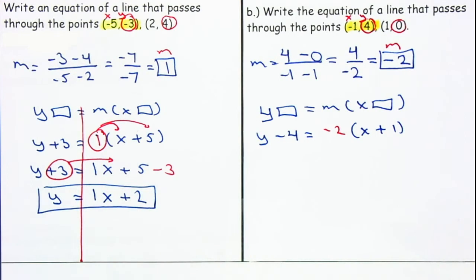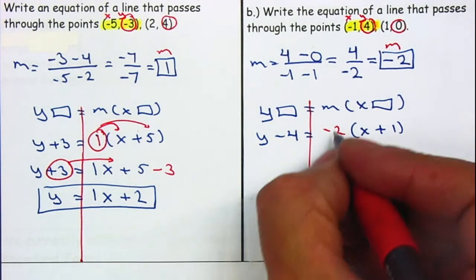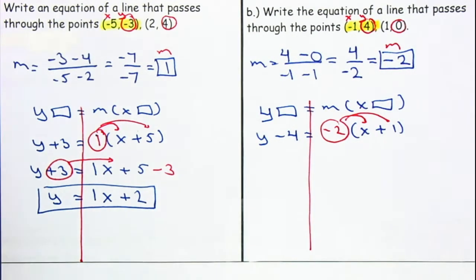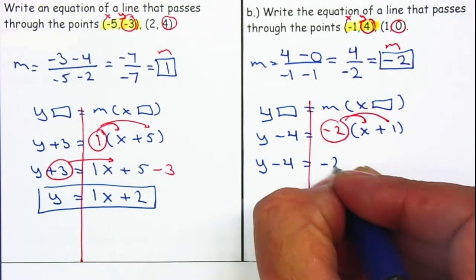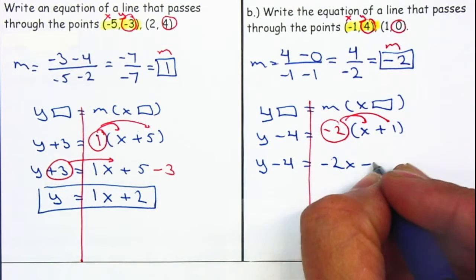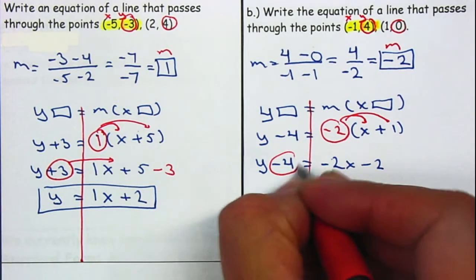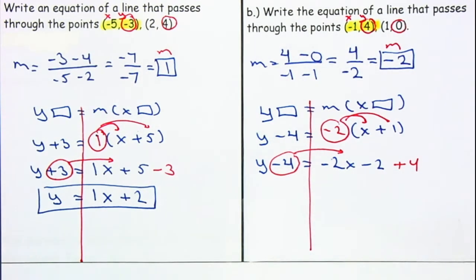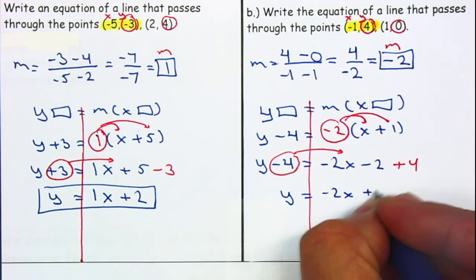I'm going to use my distributive property to simplify and solve for y. So -2 times x and -2 times positive 1. y - 4 = -2 times x is -2x, -2 times 1 is -2. I need to leave the y by itself, so my last step is to move the 4 to the right, becomes a positive 4. y = -2x and then + 2. Combine like terms.